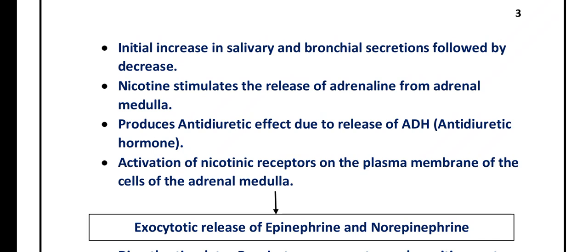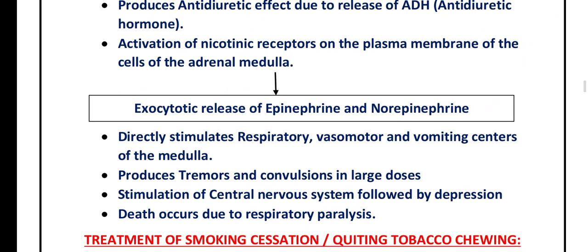Nicotine stimulates the release of adrenaline from the adrenal medulla, and it produces an antidiuretic effect due to a release of ADH hormone, that is antidiuretic hormone. It activates nicotinic receptors on the plasma membrane of the cells of the adrenal medulla. This leads to exocytic release of epinephrine and norepinephrine.